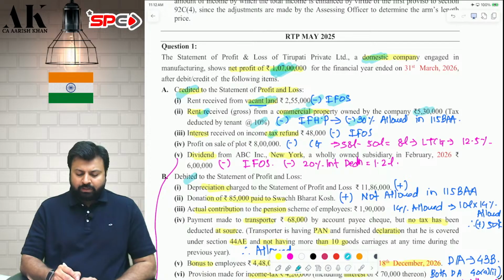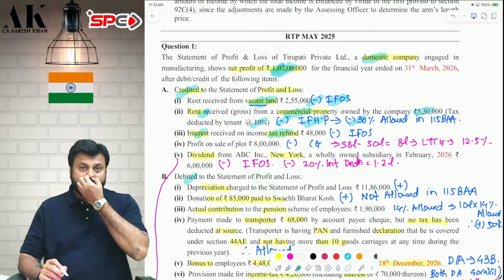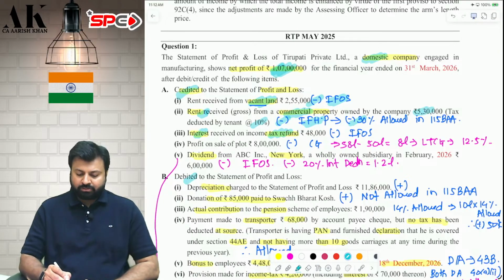Next one, you have got some income tax refund. On that, there is some interest. So what is the treatment of interest on income tax refund? It goes under income from other source. Reduce from here and show under income from other source.